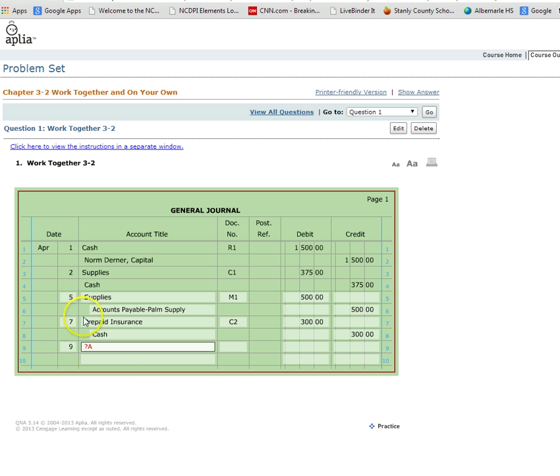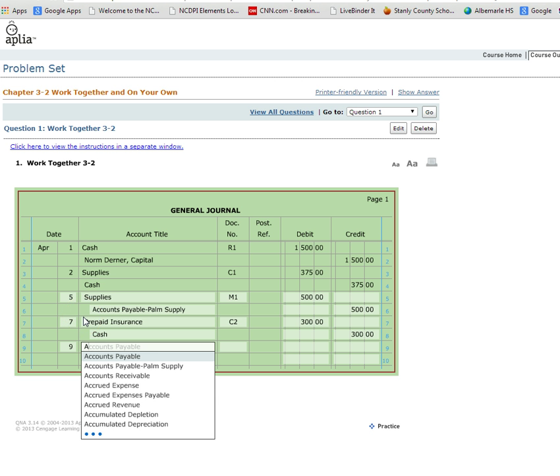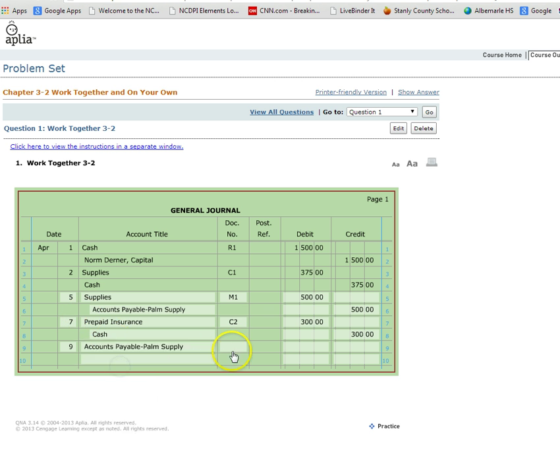It's going to be accounts payable, Palm Supply, check 3. We're reducing our liability account. We do that with a debit. We paid cash, and our cash is being reduced. It's an asset account. We do that with a credit.